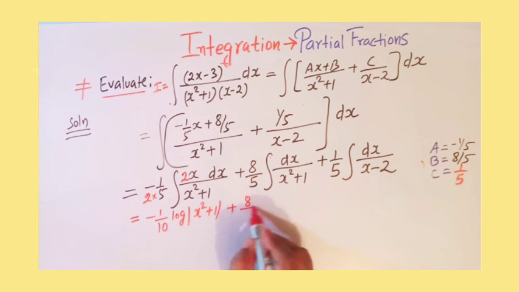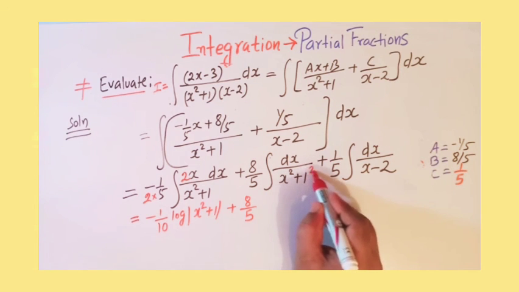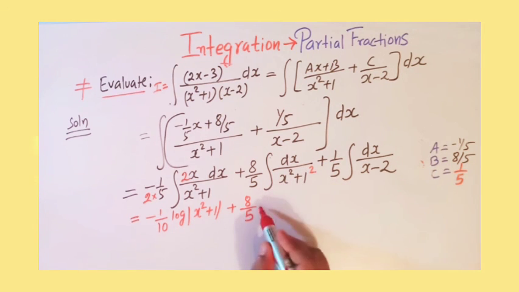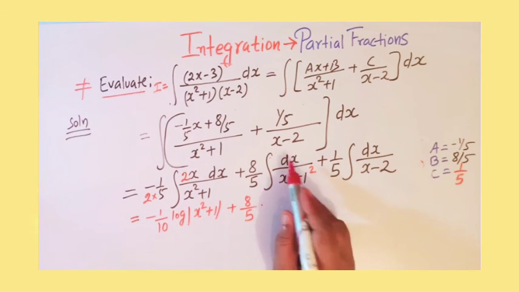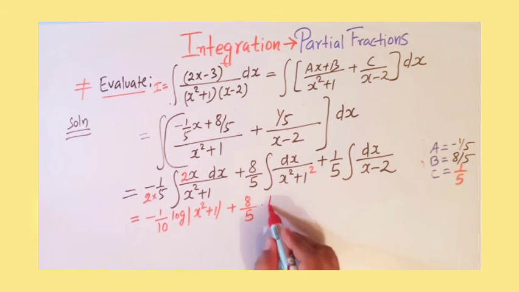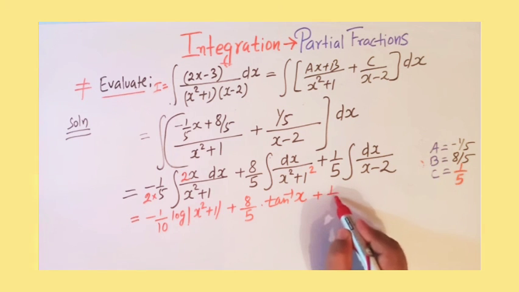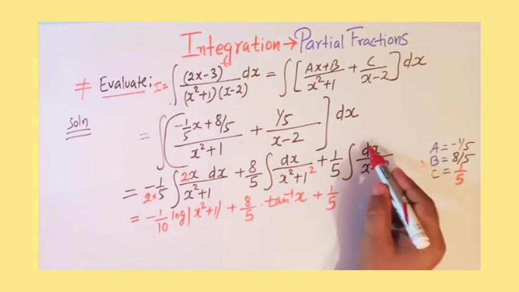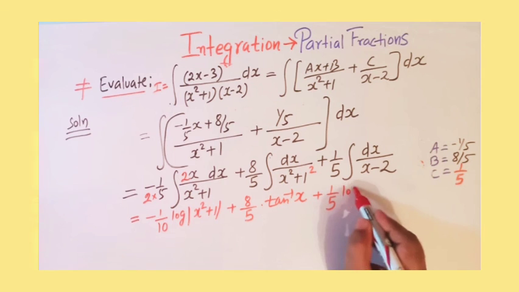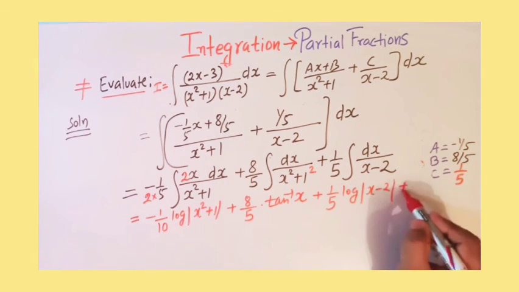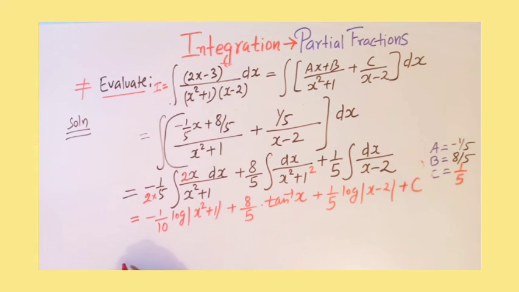Plus this is 8 by 5, and if I write it here as 1 square, then it becomes x square plus a square, and the integral of 1 over x square plus 1 is tan inverse x. Clear? And then we have 1 over 5, and the integral of 1 over x minus 2 is log of x minus 2, and we have the constant of integration as plus c, right? So viewers, this is our required answer.